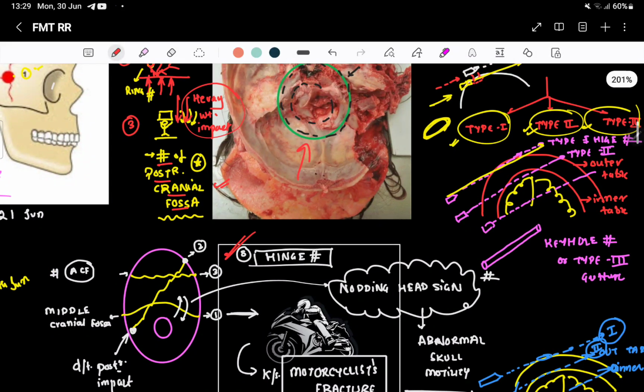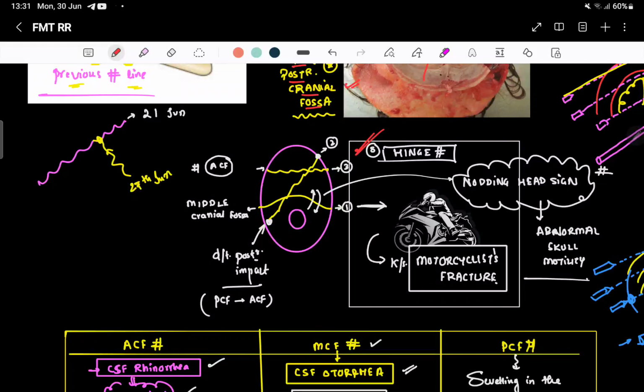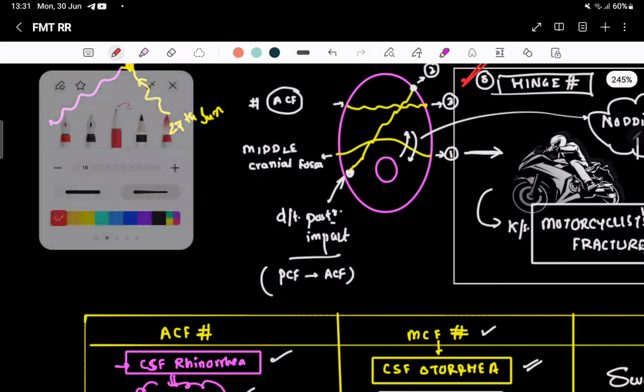So with that, come to the last fracture, that is the hinge fracture. So gutter fracture is done. Hinge fracture. So hinge fracture, basically, let me draw a diagram. Focus here.